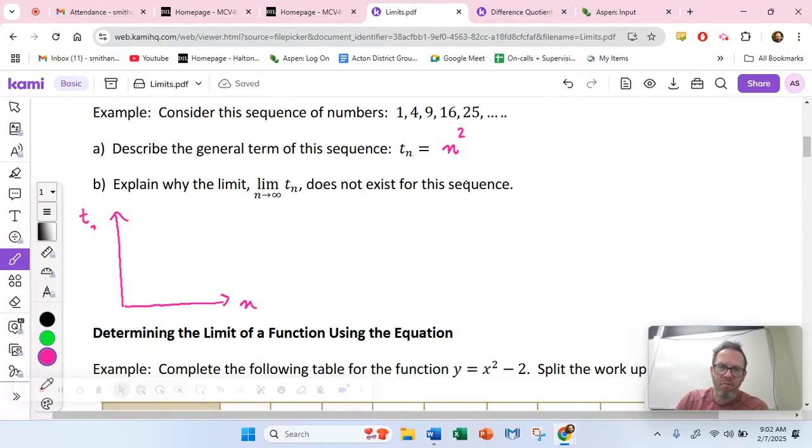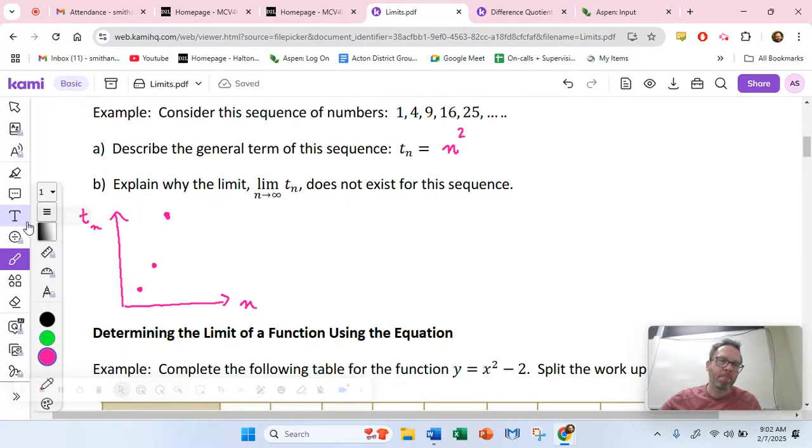You guys know in grade 10 you learned what the function y equals x squared looks like. In this one, it's just sequences, so n equals 1, 2, 3. So I'll just plot some points here: 1, 1, and then 2, 4, and then 3, 9. And it's like a parabola that opens up and just shoots off forever and ever, right? So let's just jot that down.